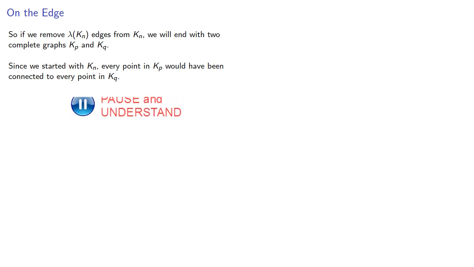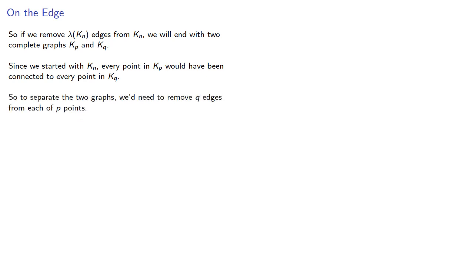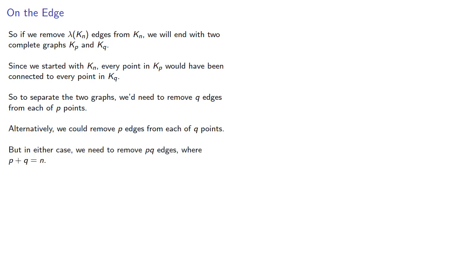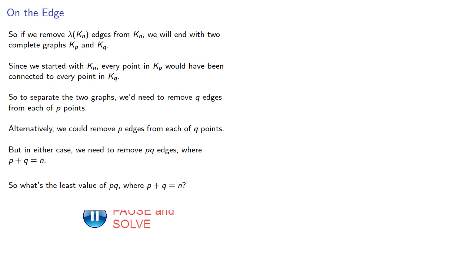Since we started with Kn, every point in Kp would have originally been connected to every point in Kq. So to separate the two graphs, we'd need to remove q edges from each of p points. Alternatively, we could remove p edges from each of q points, but in either case, we'd need to remove pq edges, where p plus q is equal to n. So what's the least value of pq, where p plus q equals n?